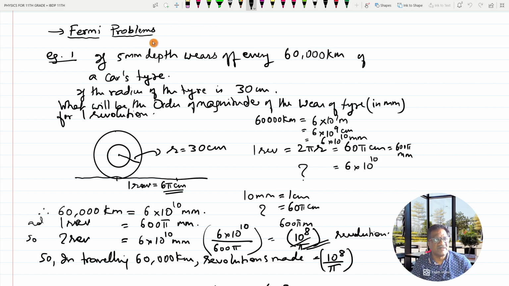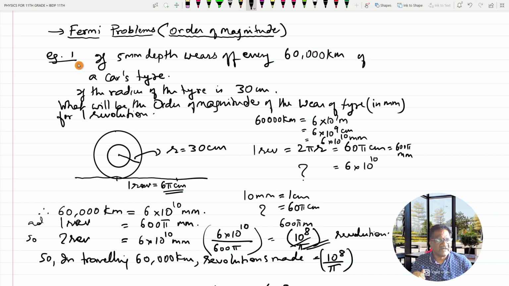Now these Fermi problems are very interesting, and they make use of mostly the order of magnitude. So once you know what order of magnitude is, you will definitely understand these Fermi problems very nicely. So order of magnitude is something that you should know for the Fermi problems. Now let us take as example number one this Fermi problem. Some four Fermi problems I'm going to discuss with you today. So let us see how you find it.